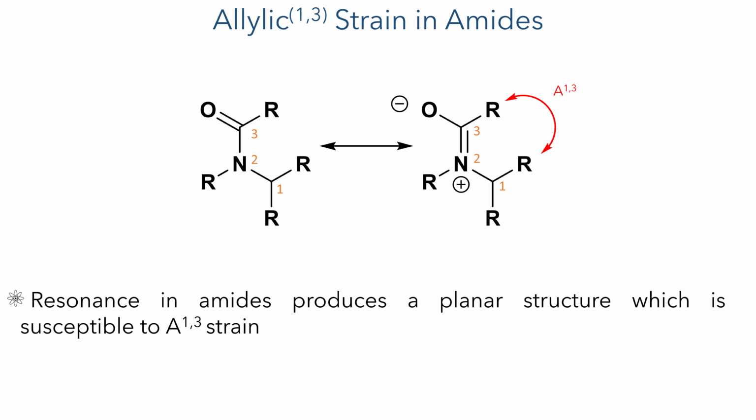Allylic strain is not limited to just alkenes. It is also present in systems containing heteroatoms, such as amides. Amides have a flat planar structure due to the delocalization of the lone pair of the nitrogen with the carbonyl group. It is this resonance contributor which is responsible for the allylic strain observed in amides.